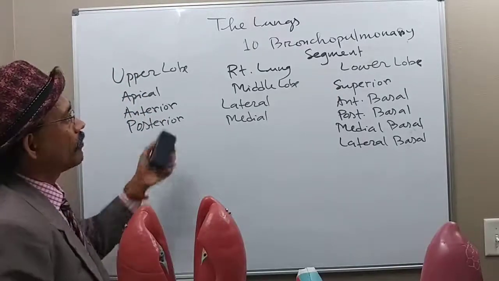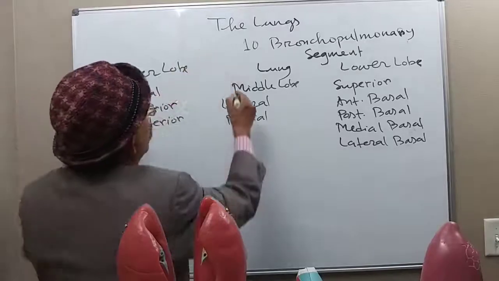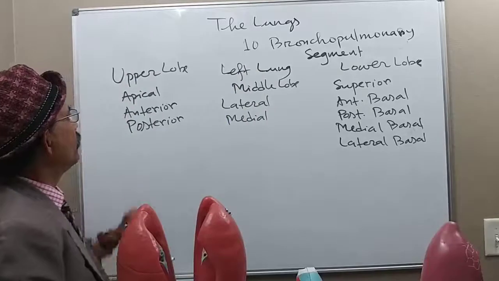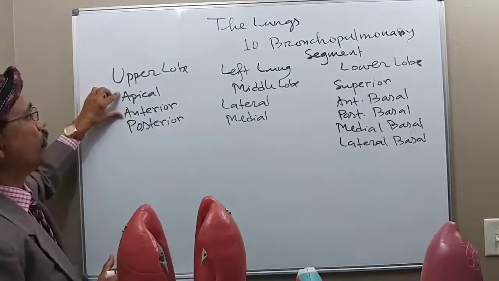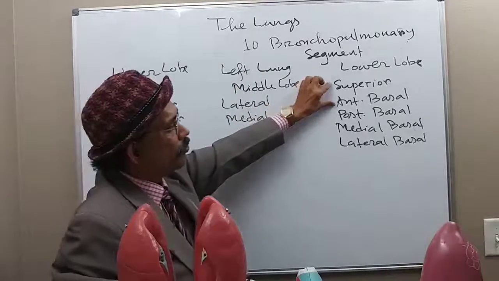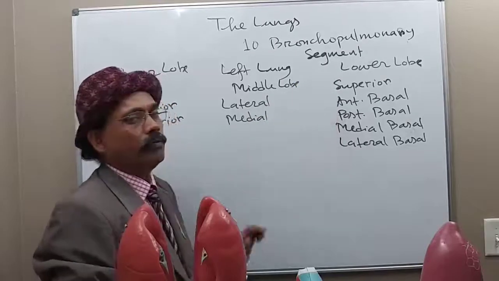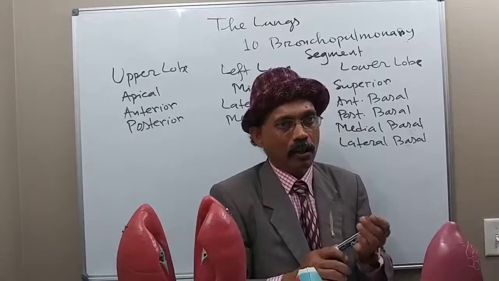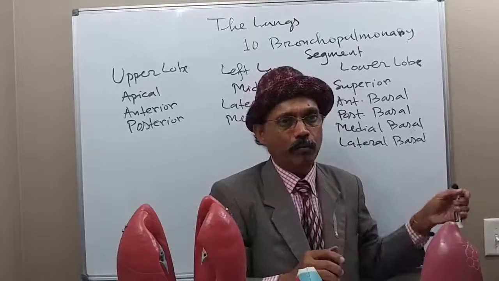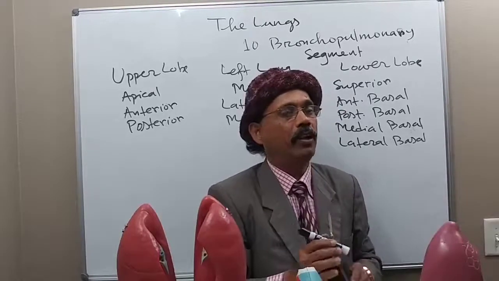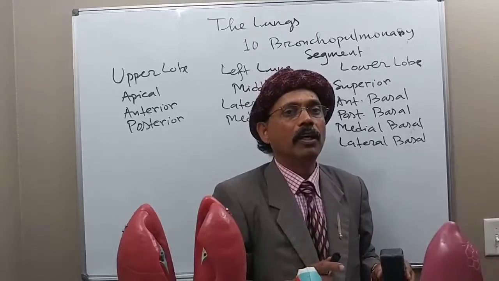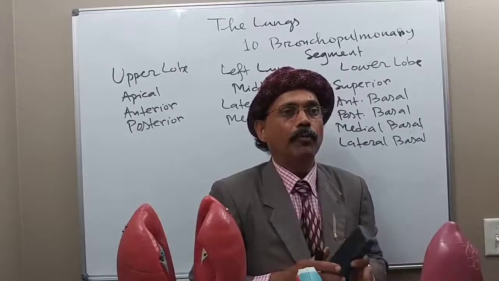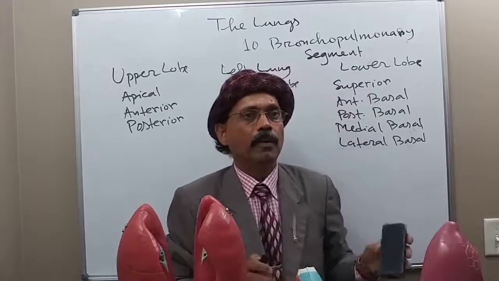But in case of left lung, we may have 8 bronchopulmonary segments. These two may fuse together. These two may fuse together. These two may fuse together. So bronchopulmonary segments may not be 10 on both sides. Usually right side has 10 bronchopulmonary segments. Left side has 8 bronchopulmonary segments.